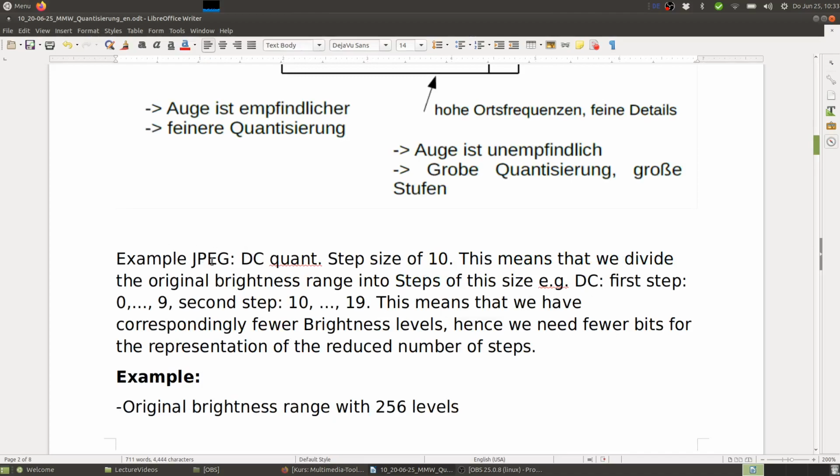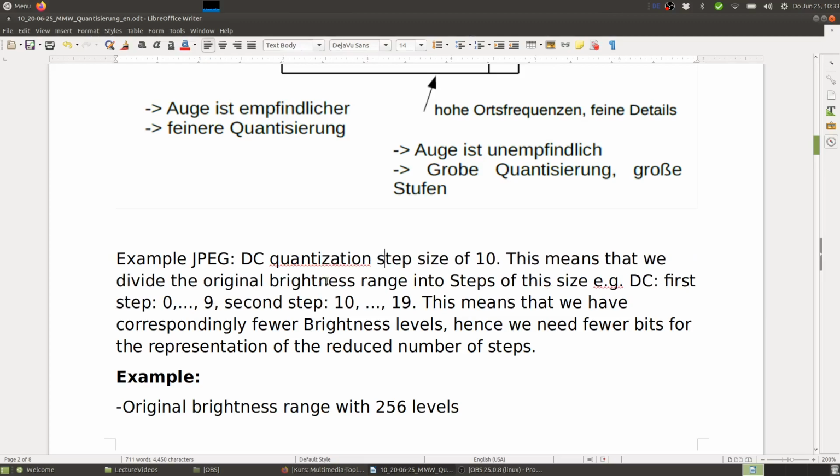So in this JPEG example, the DC quantization step size is 10. And this means that we divide the original brightness range into steps of this size. Right. So for DC, the first step would include the values 0 to 9, for the second 10 to 19, and so on. This means we have correspondingly fewer brightness levels, and hence we need fewer bits for the representation of the reduced number of steps.